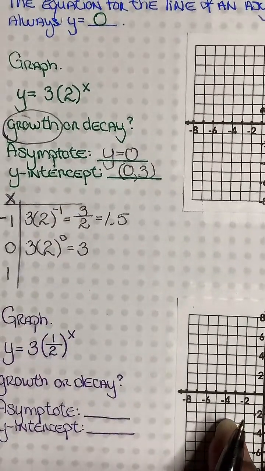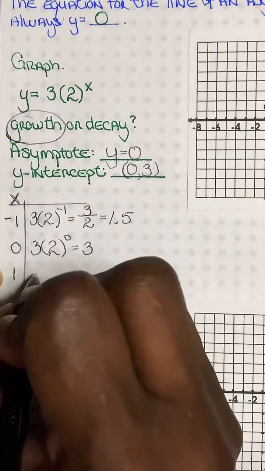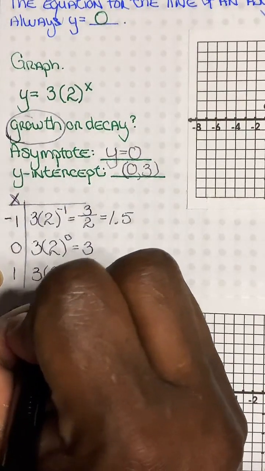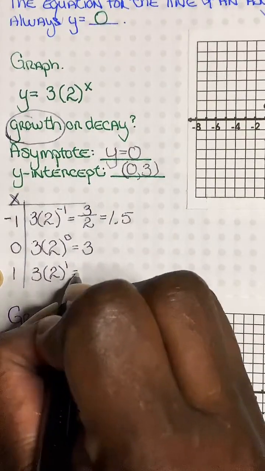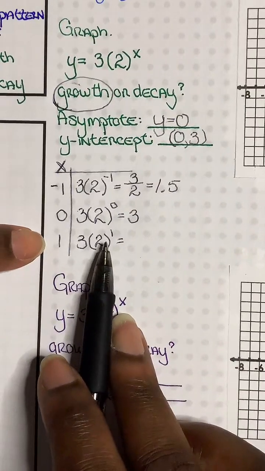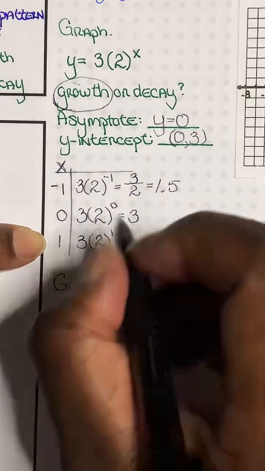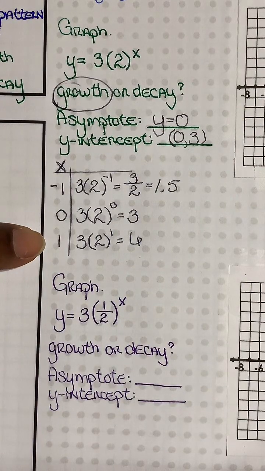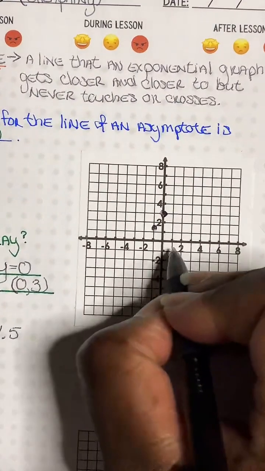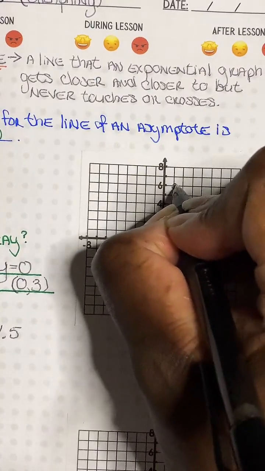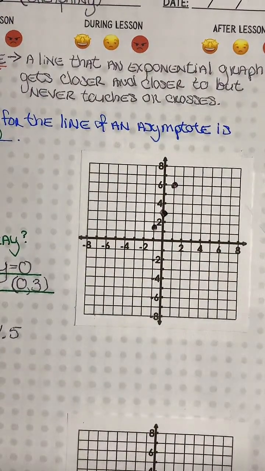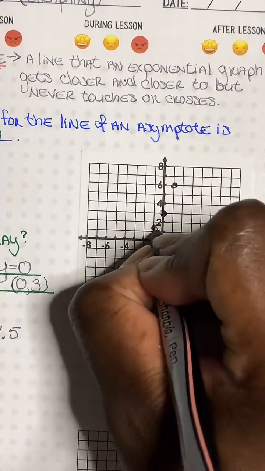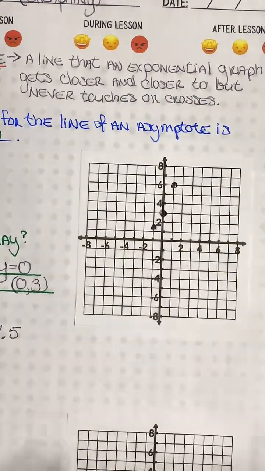And last but not least, we have 1. So we're going to do 3 times 2 raised to the first power. Anything raised to the first power is itself. So that means we have 3 times 2, which you guys said earlier, will give me 6. So that means you have 1 up 6. This point, and this point.